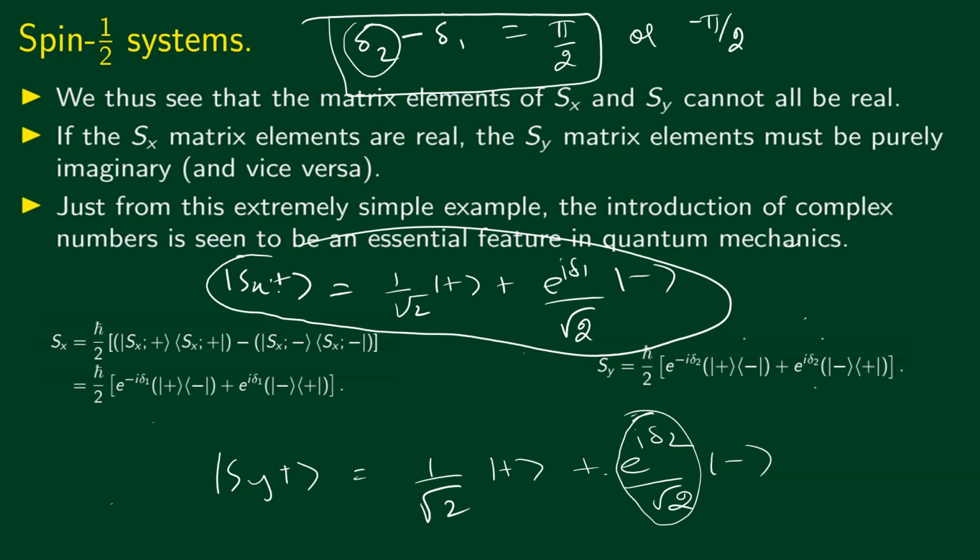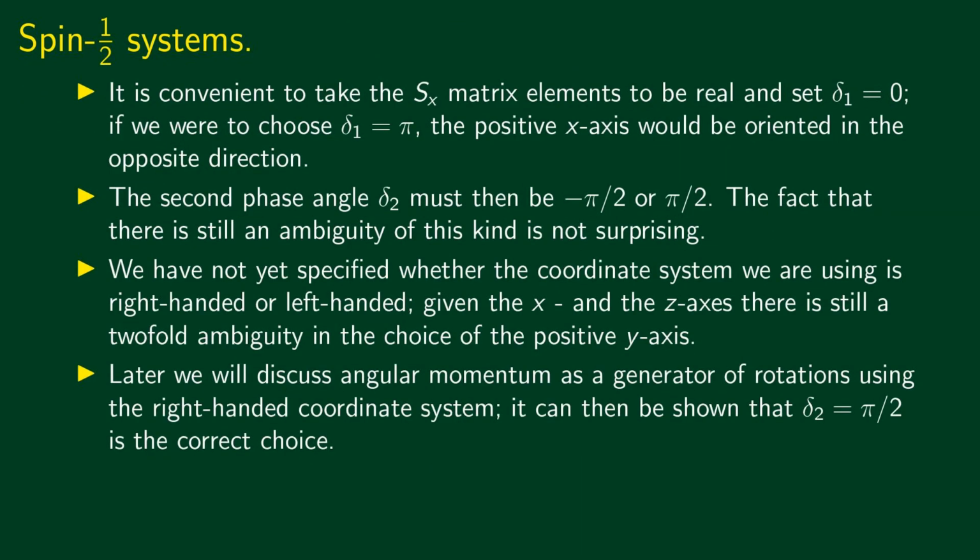Okay. Now we are allowed to choose one of the phase factors. We can choose delta 1 equal to 0. The only thing that constrains us is that delta 2 minus delta 1 has to be equal to pi by 2 or minus pi by 2. Right? So it's convenient to take Sx matrix elements to be real. This can be done, as we demonstrated briefly, if delta 1 is taken to be 0.